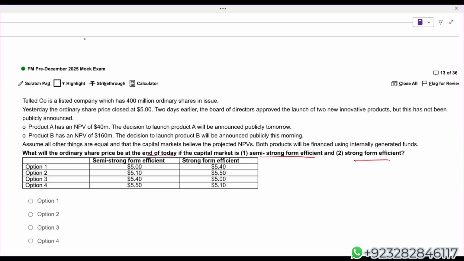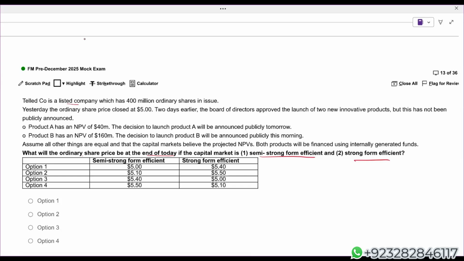In case of a semi-strong efficient market, if you are going to invest in a positive NPV project, you need to announce that. Only after making the announcement will the impact come in the share price. But in case of strong form efficiency, whether you announce or not, the impact will automatically come. Let's see.